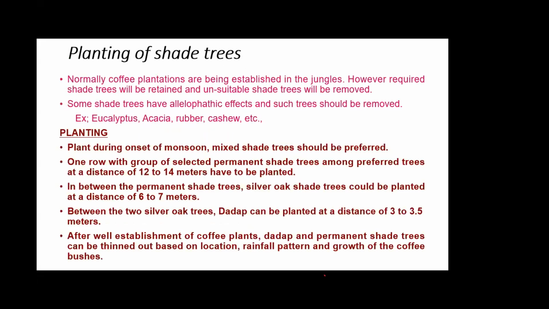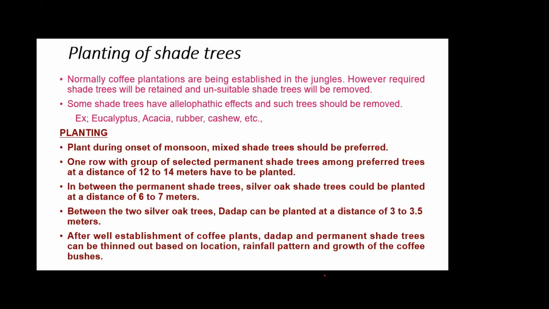So if you want to plant new shade trees in your estates, how to plant? During monsoon time, you have to take up this planting, and mixed shade trees should be preferred. If you are planning for permanent shade trees, you have to plant at a 12 to 14-meter distance. In between, if you want to plant silver oaks, you can plant them at a distance of 6 to 7 meters. In between the silver oaks, you can plant Dadaps also at a distance of 3 to 3.5 meters.